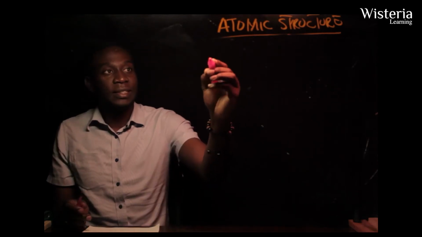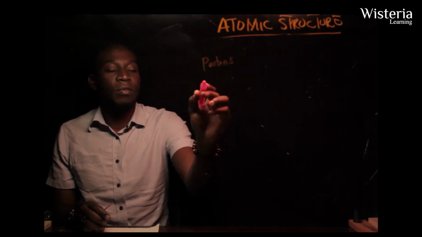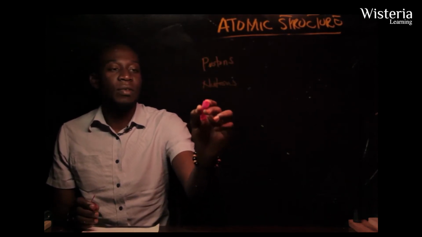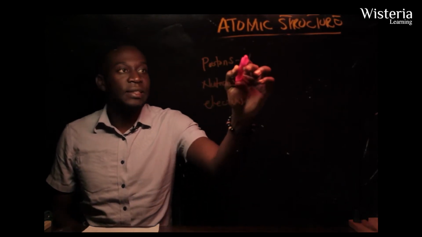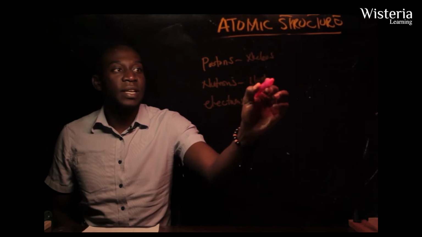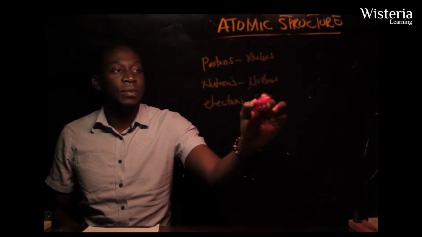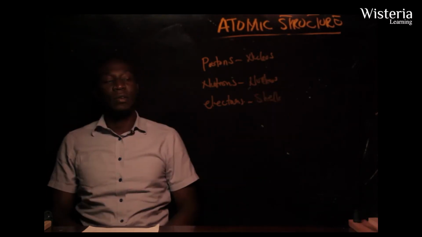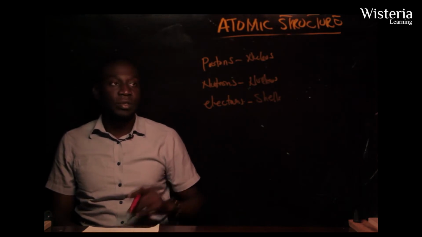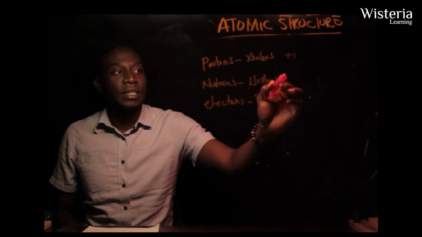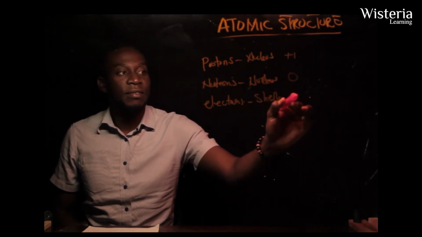We have got the nucleus, so I've got two subatomic particles in it: the protons and the neutrons, and then I've got the electrons. The protons are found in the nucleus. The neutrons are found in the nucleus of an atom. The electrons are found in the shells, or the energy levels, or the orbitals. Then the protons have a charge. The charge on a proton is positive. The neutrons don't have a charge; they are neutral, so it is zero. Then the electrons have a negative charge.